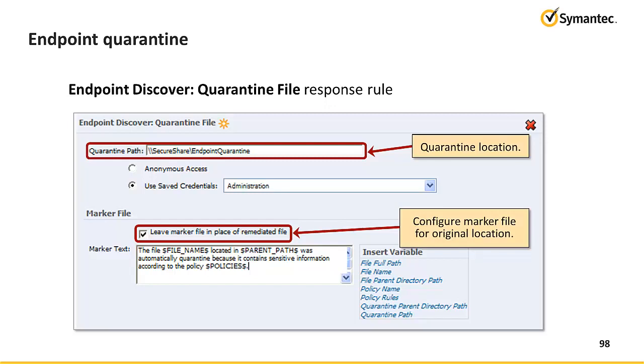As part of the endpoint quarantine response, you can also create a marker file that replaces the quarantined file in the original location and indicates to endpoint users what happened to the original file. Endpoint quarantine is available for Windows endpoints but is not supported for Mac endpoints. Endpoint quarantine, custom flex response, and other endpoint response rules are covered in more detail in the Preventing Unauthorized Exposure of Confidential Data module of this course.